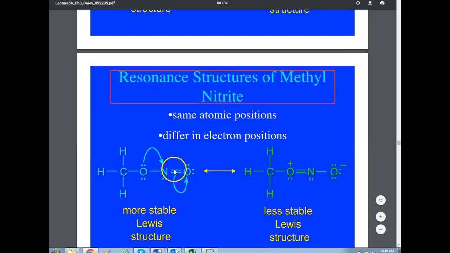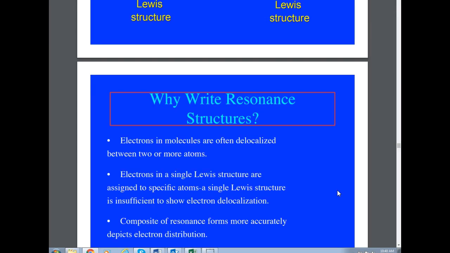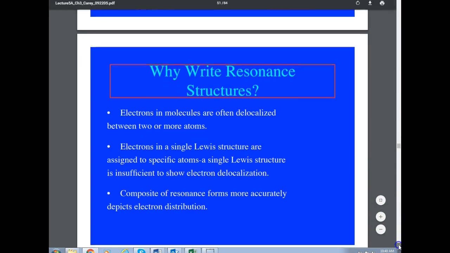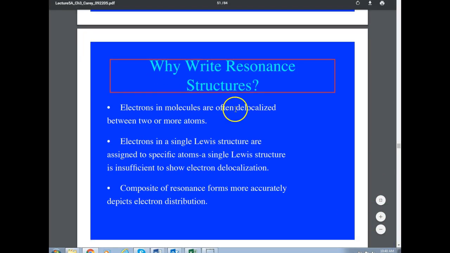So every once in a while, sometimes the electrons can move from one place to another and change where they are in the molecule. And so that's called resonance. So the electrons, like I said, are moving around. That's called being delocalized. They're not associated with one particular atom. They can move through the whole structure.